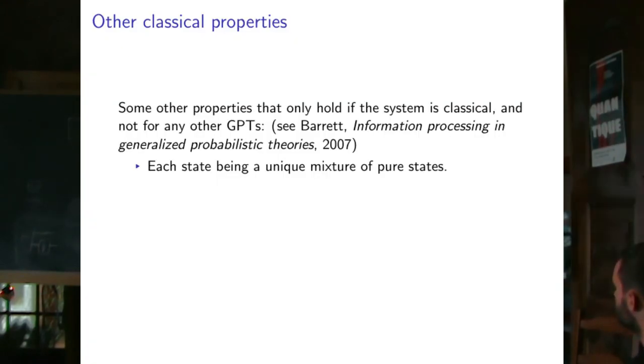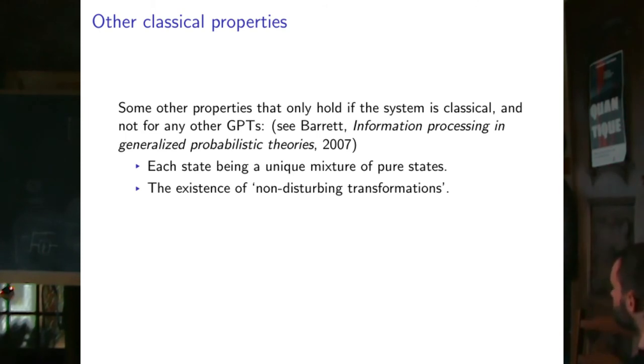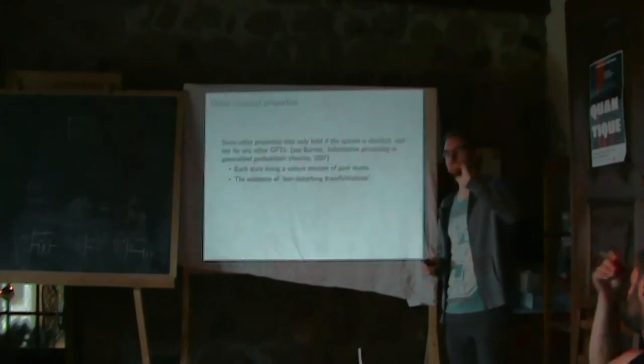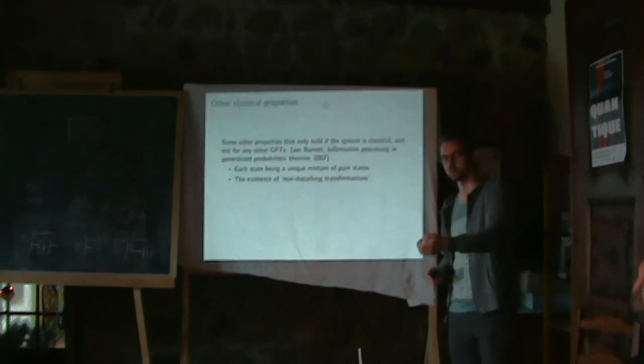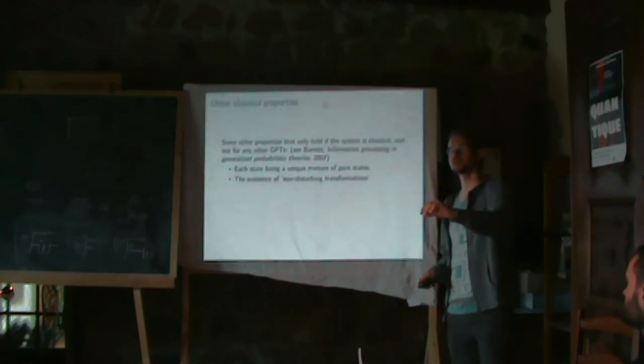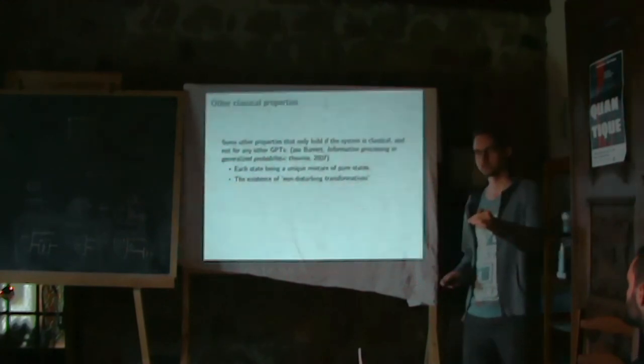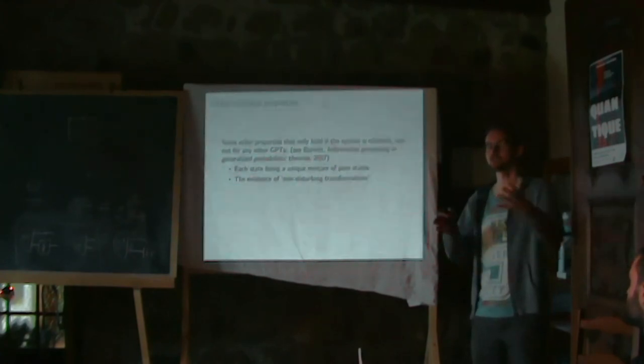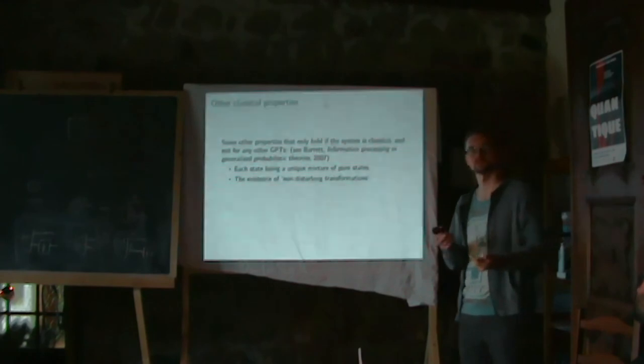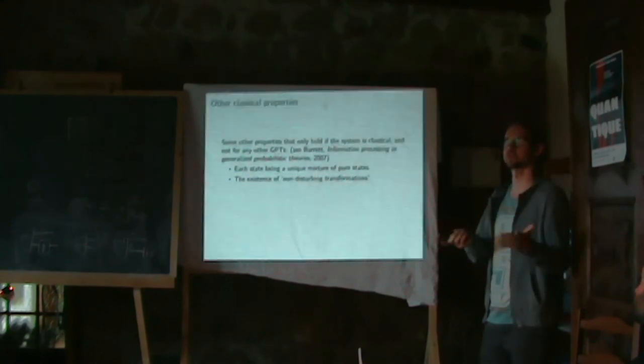Some other properties only hold if the system is classical, and do not hold in any other GPT, usually assuming causality and local tomography. A state being a unique mixture of pure states is a property that only holds in classical theory. Another is the existence of non-disturbing transformations. If you have a measurement or transformation that gives you information about which state the system is prepared in, and you can do that without disturbing any of the states, then it must be classical. So any non-classical theory disturbs some states. You can't get information for free in this sense.